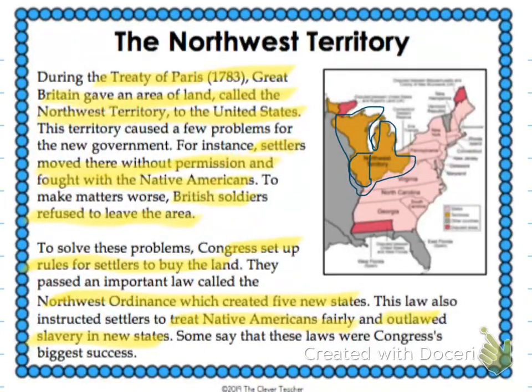And then the very last sentence, you don't have to underline it, but some think that this was Congress's greatest success. But really it wasn't that great. I mean, you had a ton of problems back in the first paragraph where people went out there without permission and they caused all kinds of problems with the natives. And then after they did that, now here we have some rules for you. You gotta follow them. So, I'm not sure what to think of the Northwest Territory.